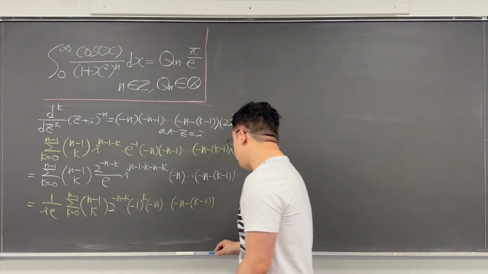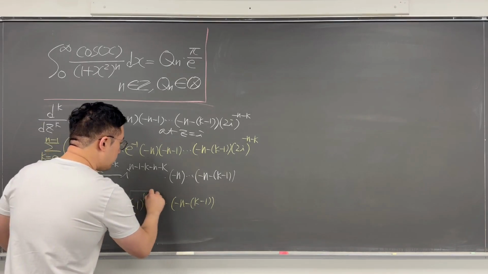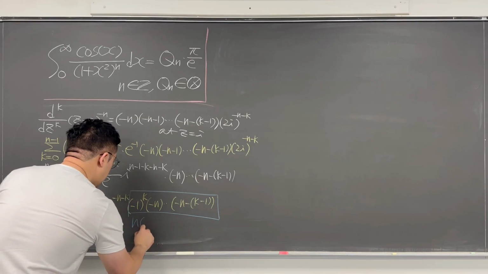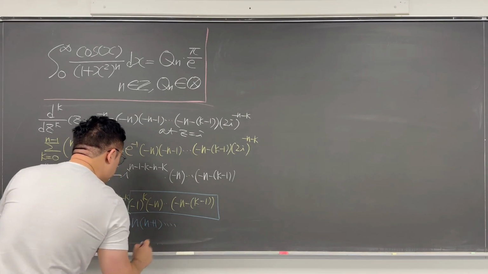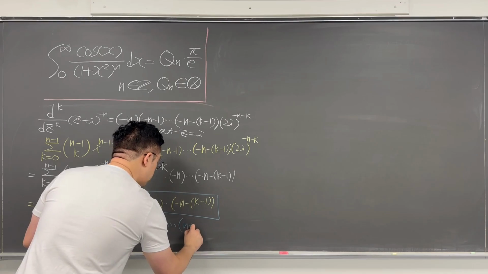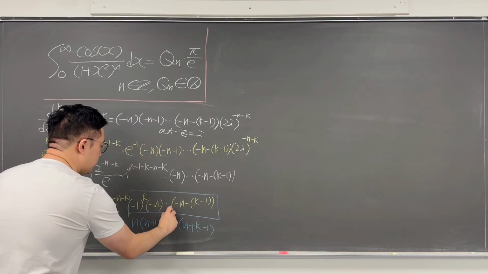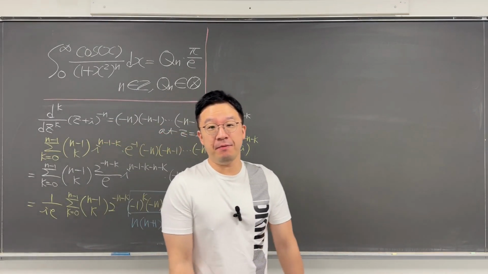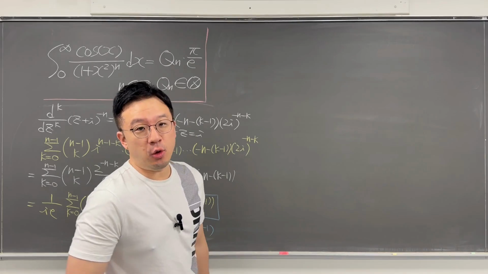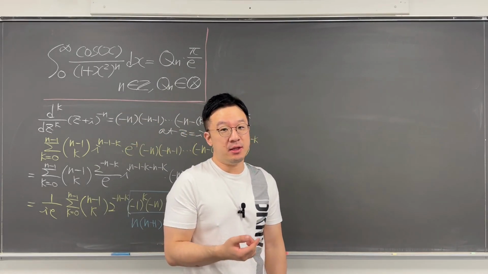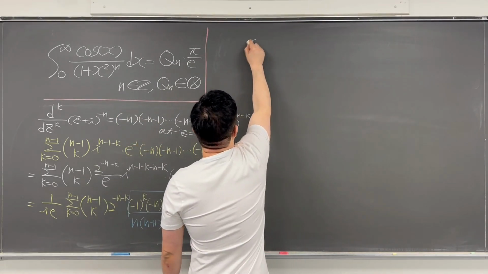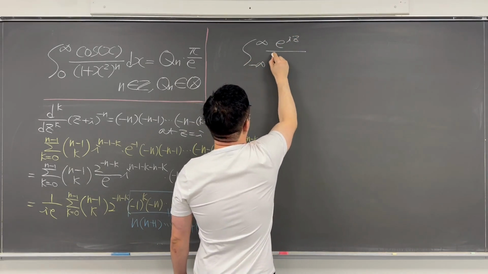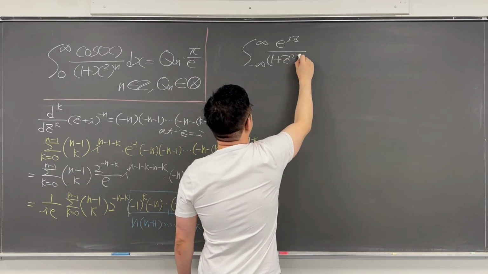And if you rewrite this part, this part has to be the same as n times n plus 1 times all the way up to n plus k minus 1. It's the same expression. So now we can go back to this integral from negative infinity to infinity, e to the power of iz over 1 plus z squared to the power of n dz. So you're working on the integral from negative infinity to infinity, e to the power of iz over 1 plus z squared to the power of n dz.